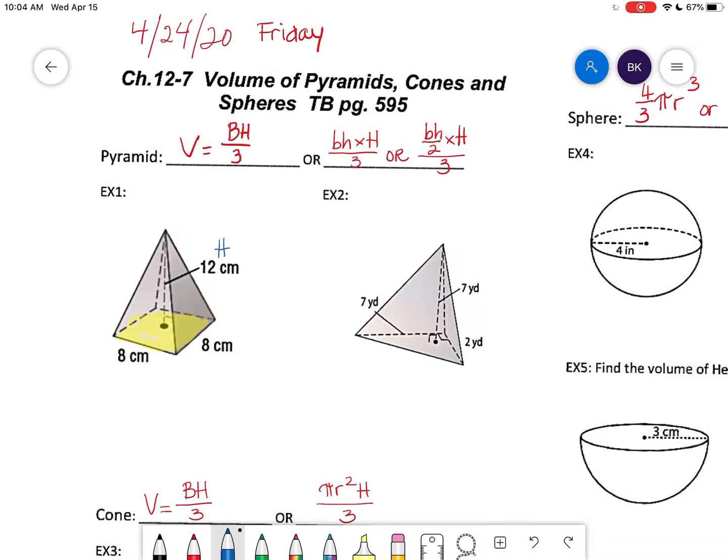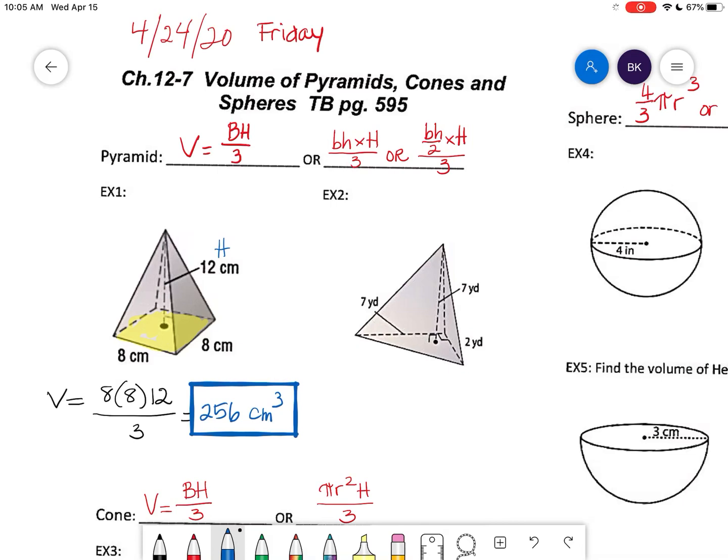So I'm just going to plug things into the formula. Volume equals the area of the base, which is found by 8 times 8, times the height of the pyramid, which is 12, and everything is divided by 3. When we simplify this, 8 times 8 is 64, times 12, you can reduce 12 and 3 if you want, but you can use a calculator, and the answer is 256 centimeters cubed. Okay.